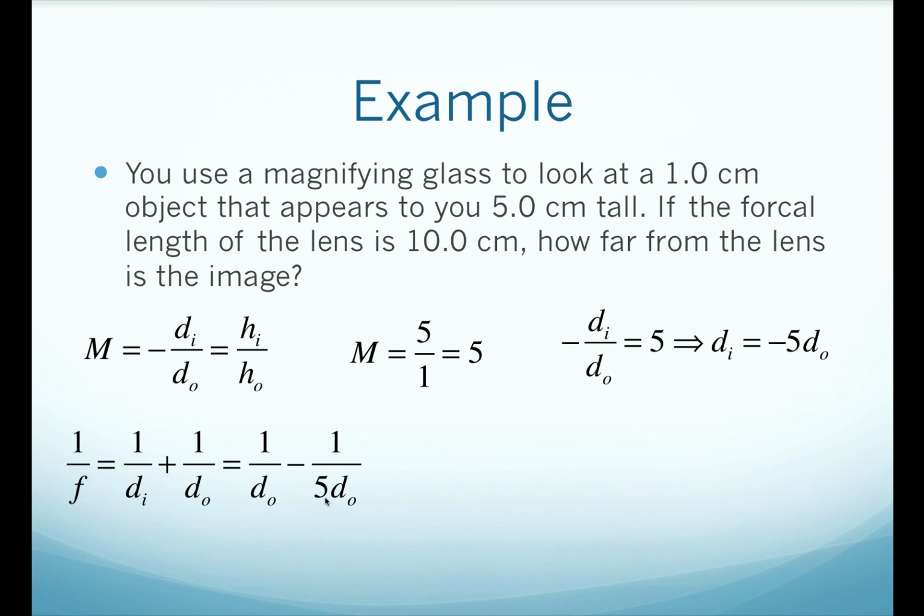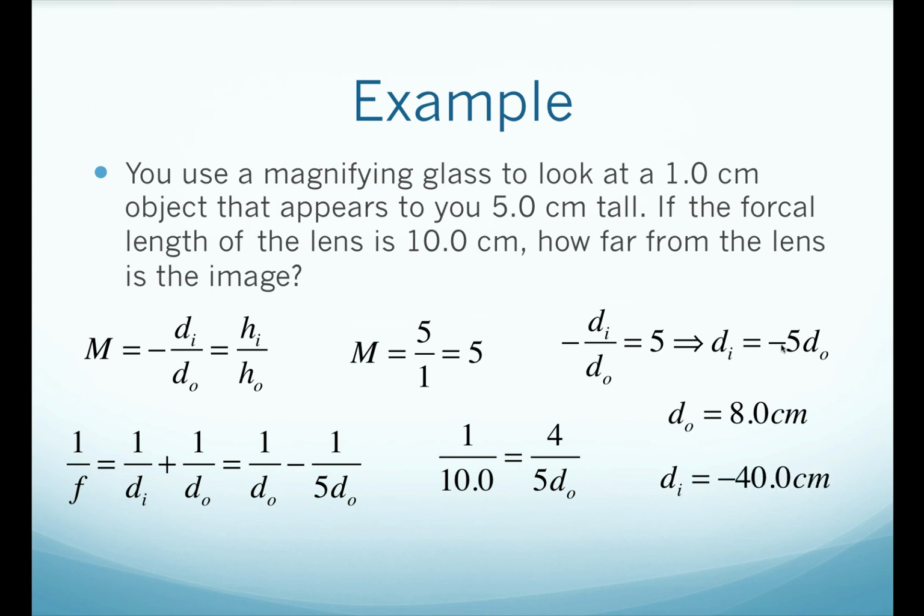So I've substituted do for di. Then you use a common denominator, which is 5 do. So this is going to be 5 over 5 do minus 1 over 5 do. That's 4 over 5 do. Then cross multiply, and do comes out to be 8. And then, since I'm looking for di, all I need to do is multiply by negative 5, and that's negative 40 centimeters. So it's a virtual image 40 centimeters away from the lens, and there you go.